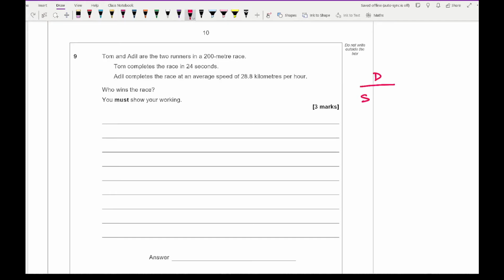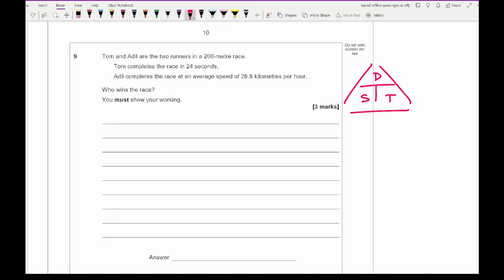Let me just write down the triangle for this. Or we could work out the speed of Tom and compare it to Ardil's average speed, because obviously whoever is running at a higher average speed is therefore going to finish the race quicker, you would assume. So from this, let's have a look.